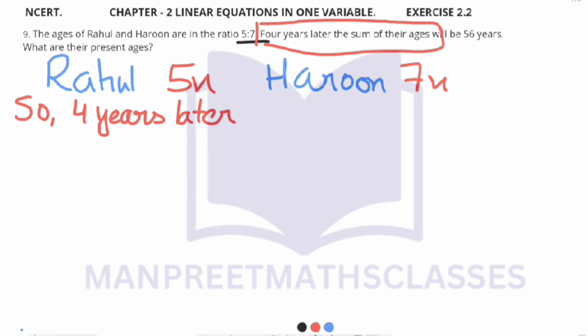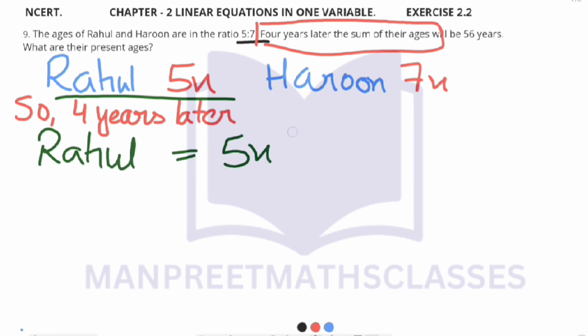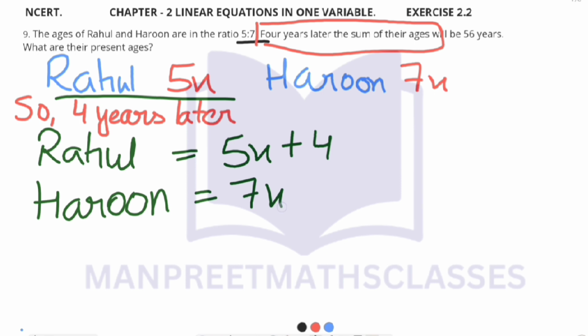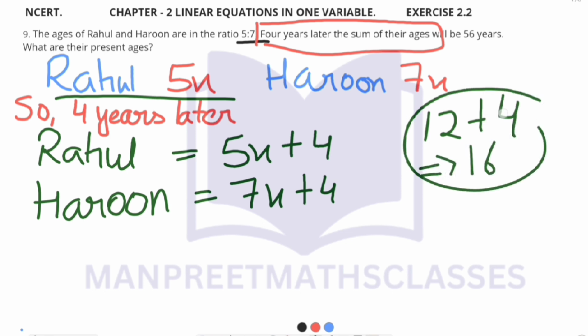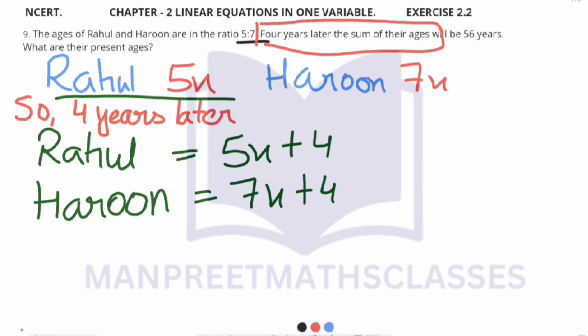So 4 years later, now what will be the age of Rahul? Rahul's age will be 5x plus 4. Because after 4 years, he will be older than 4 years what he is today. And Harun's age will be 7x plus 4. Suppose you are of 12 years today and after 4 years or 4 years later your age will be 12 plus 4, 16. Same thing we are doing here.